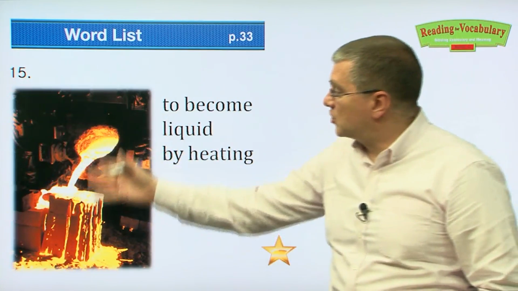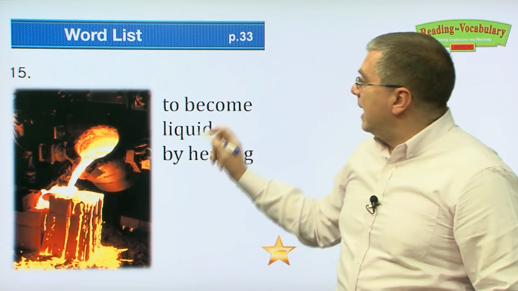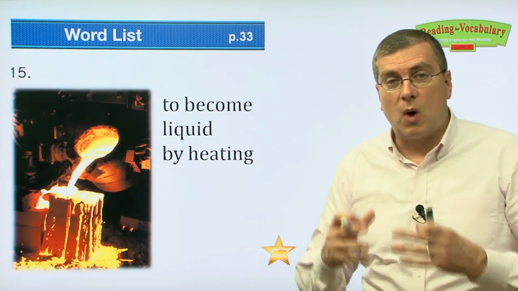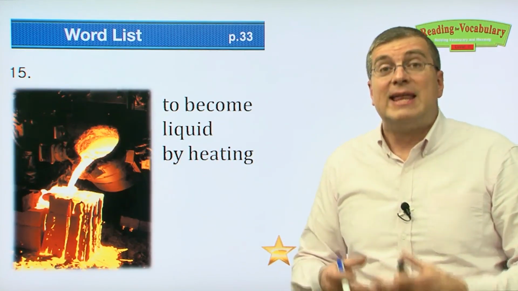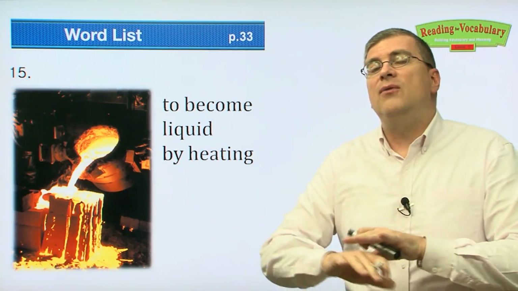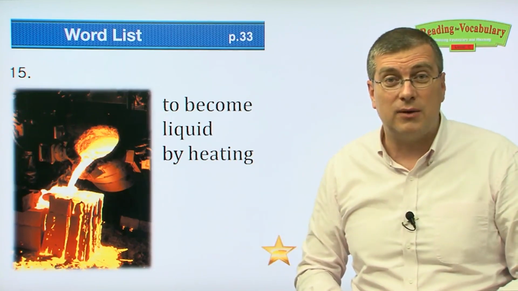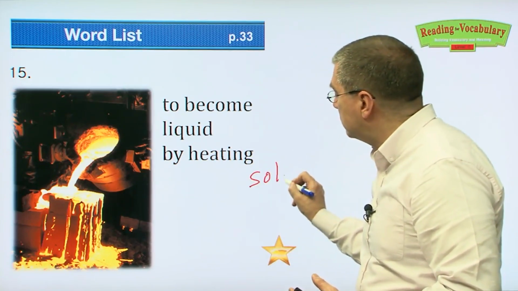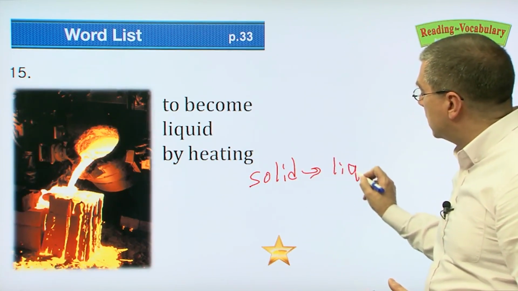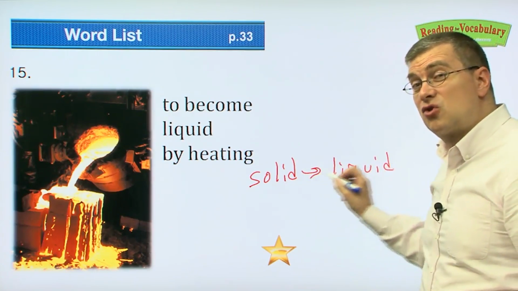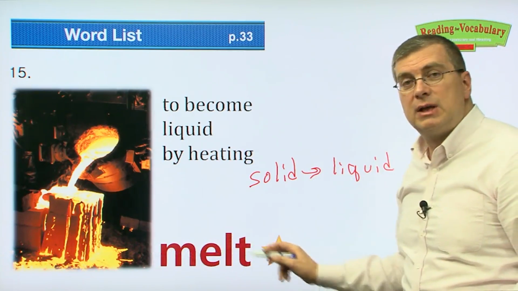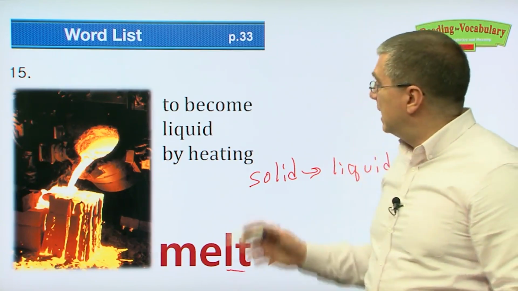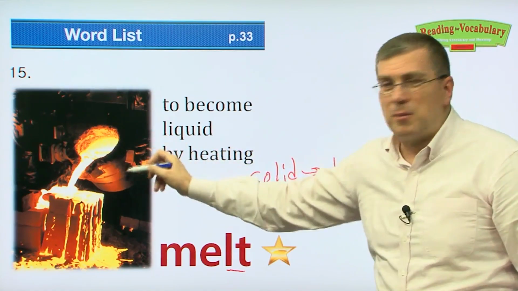Okay, so the next word here, we have a picture of very hot liquid, and it's something that wasn't liquid before, to become liquid by heating. Now, before we've talked about rock being so hot, it turns into a liquid. That's really amazing, isn't it? But if you think about it, everything on the earth, all the material you can think of, if you heat it up at a high temperature, it turns from a solid into a liquid. It goes from solid to liquid. Now, what word do we use to describe this action? We say melt, to melt. LT at the end, melt. So if something melts, it turns from a solid to a liquid. It becomes liquid by a lot of heat.